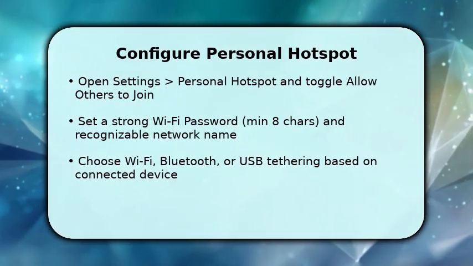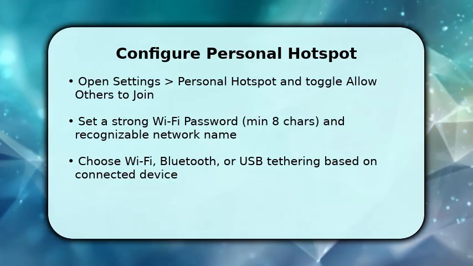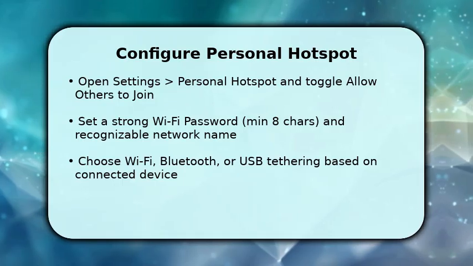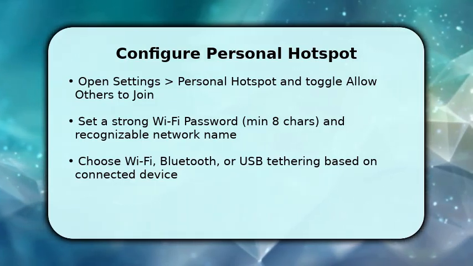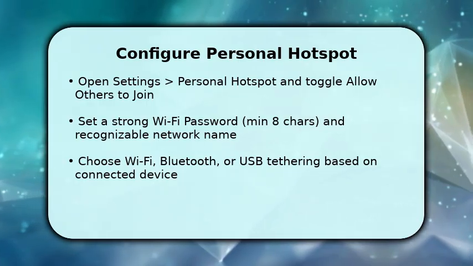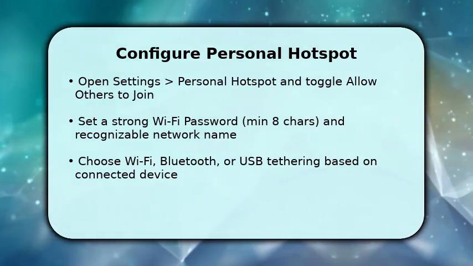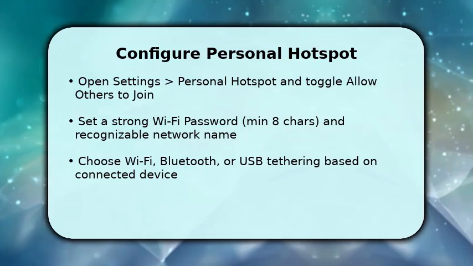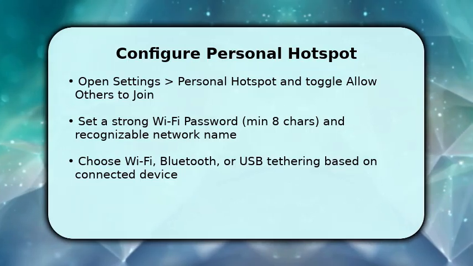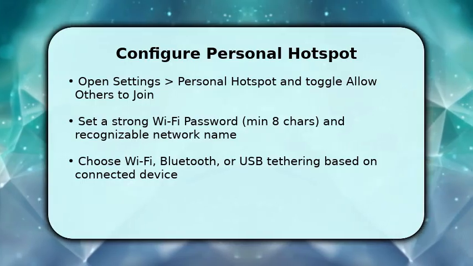Now you configure the personal hotspot so devices can connect. Go to Settings, open Personal Hotspot, and toggle Allow Others to Join. This advertises the network. Make sure the Wi-Fi password is at least 8 characters and easy to share with trusted devices. This secures the connection. Choose your connection method: Wi-Fi for multiple devices, Bluetooth for low power, or USB for a single stable link. Once set, watch the hotspot status at the top of the screen to confirm it's active.